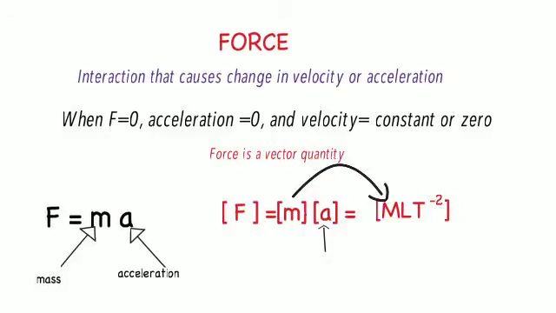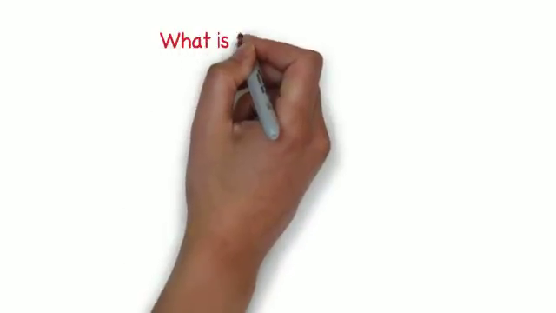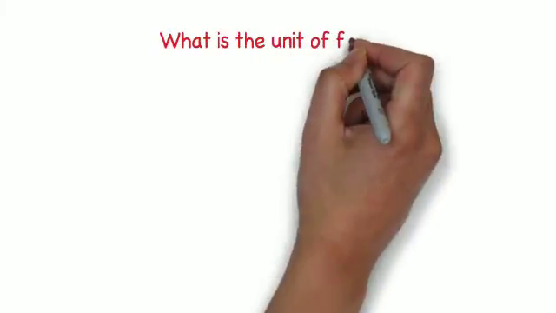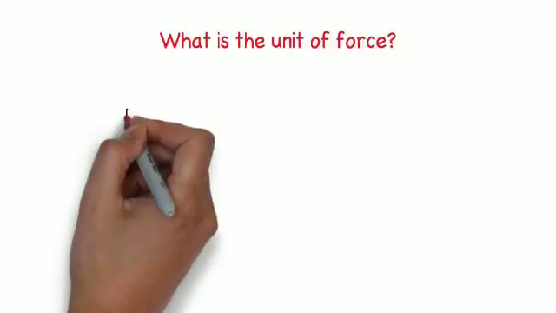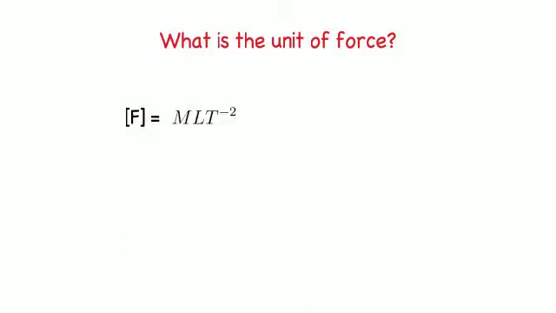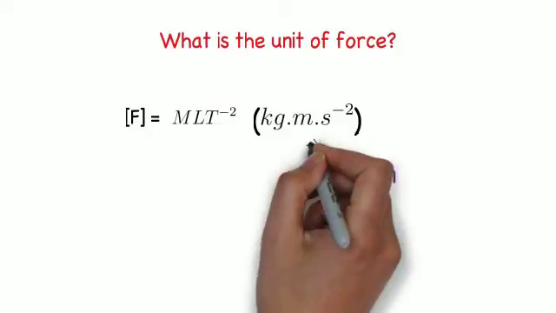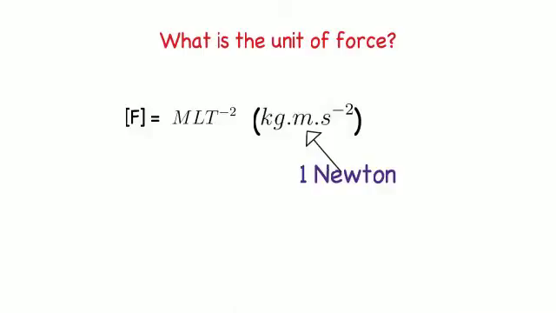The next question that we want to ask is, what is the unit of force? We'll try to answer this question from the dimension of force. We have already learned the dimension of force is MLT to the power minus 2. Now, in the MKS system or SI system, this M, L and T translate to kg, meter and second respectively. So the unit will be kg meter per second square, and 1 kg meter per second square is just 1 Newton.